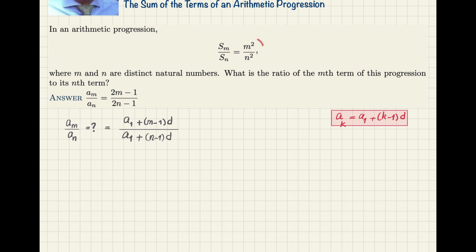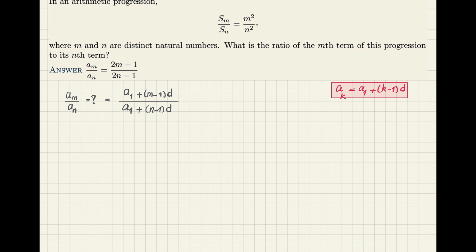Now I have to go and see what this assumption brings for me. Okay, so let us see. If you remember, there is a formula for s sub k in an arithmetic progression, and that is k divided by 2, and then we have 2 times the first term plus k minus 1 times the common difference. That is also the formula for s sub k for any natural number k. Okay, so let me start rewriting this.